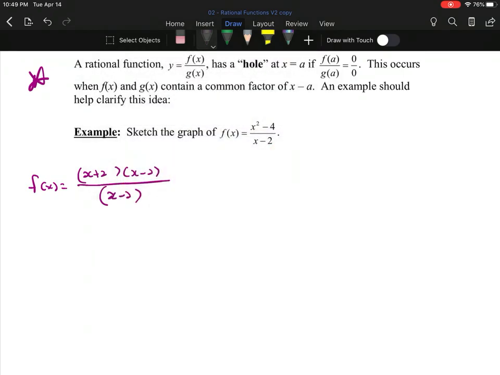And something very interesting happens here. I'm getting addicted to these gray colors. Get rid of those. And so f of x equals x plus 2, except x cannot equal 2. What could that possibly mean?